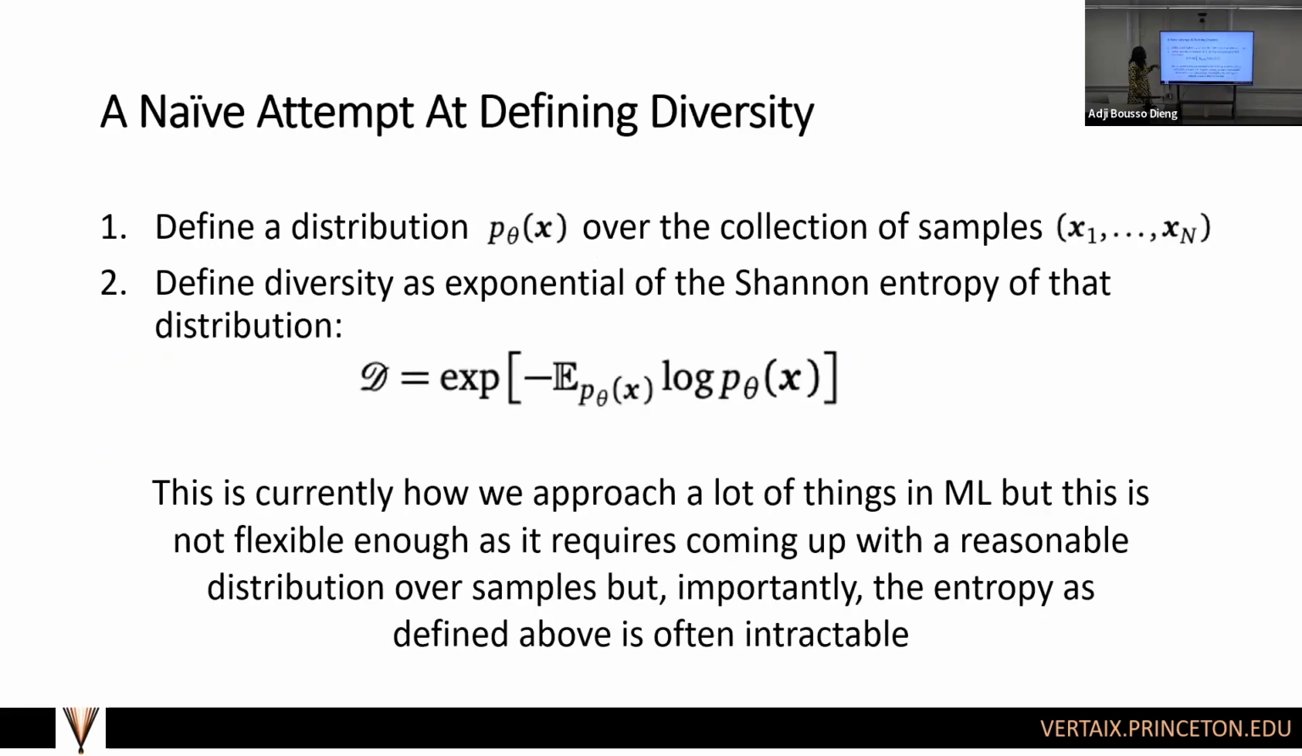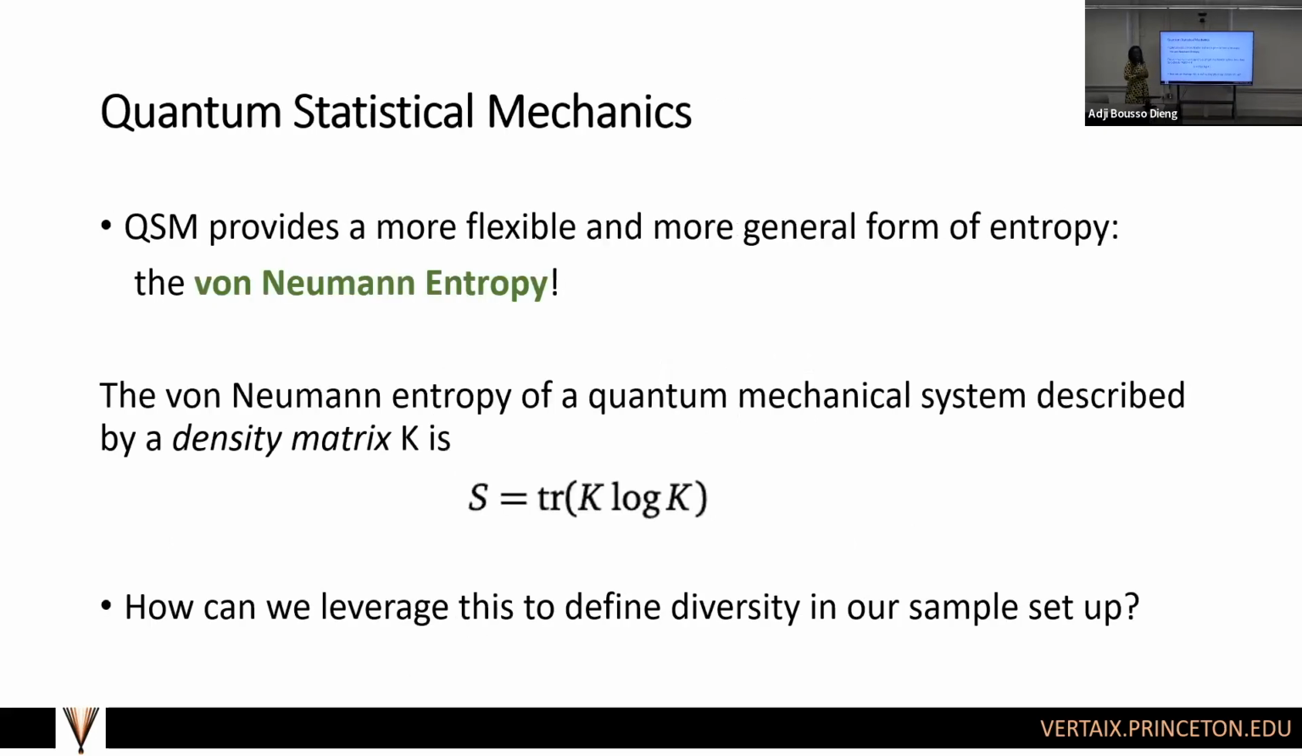So we looked at different forms of entropies and got to quantum statistical mechanics, where they define one broad entropy that is the von Neumann entropy. The von Neumann entropy of a quantum mechanical system, you don't need to know any of that, is just the trace of some matrix K times log K, where K is called a density matrix and it's used to describe the quantum system. So this was great for us because we're like, okay, this is using a matrix. It's not using a probability distribution. So maybe we are onto something.